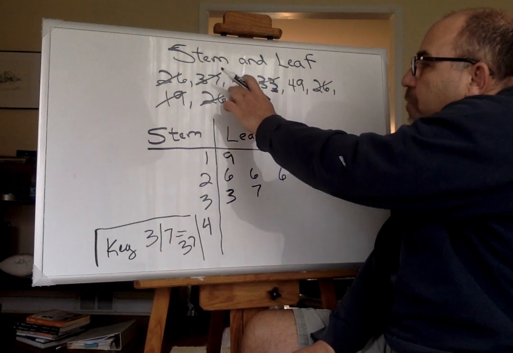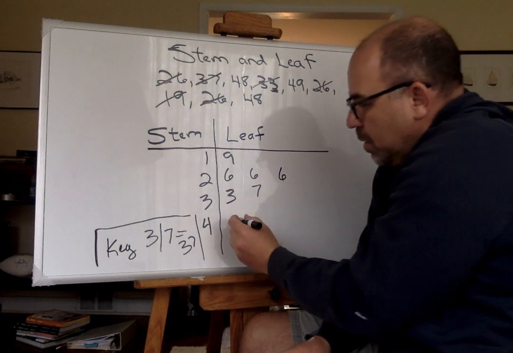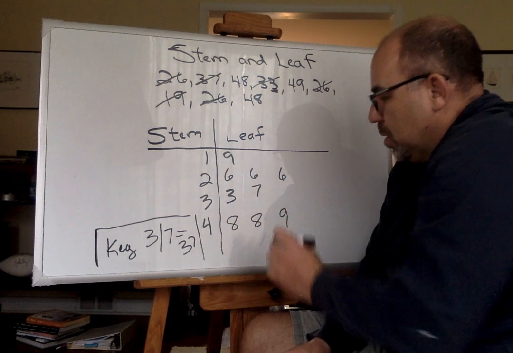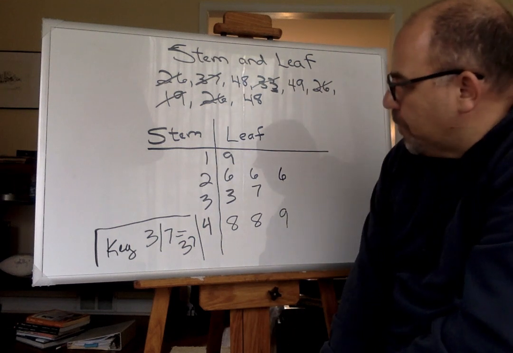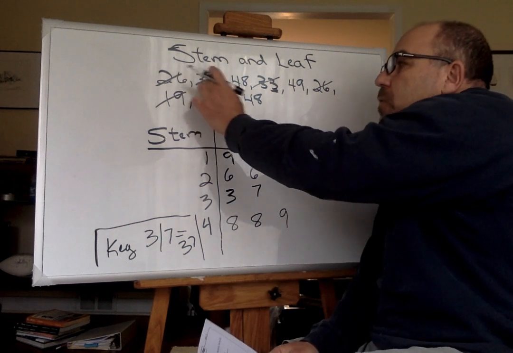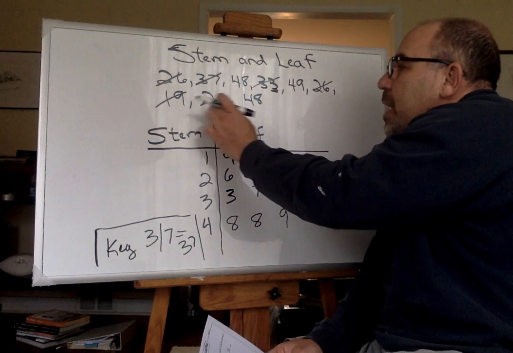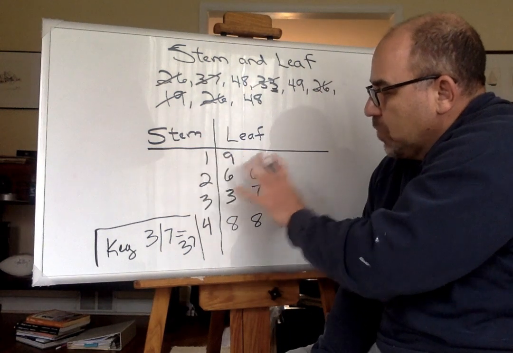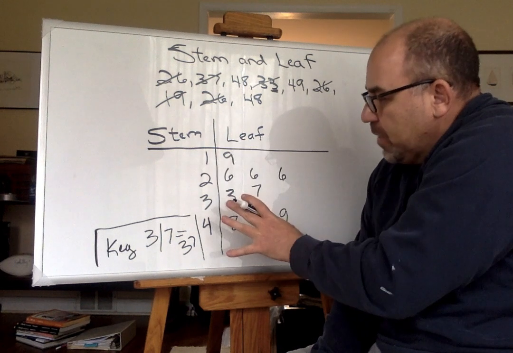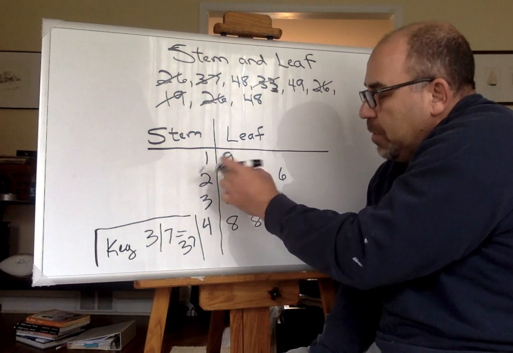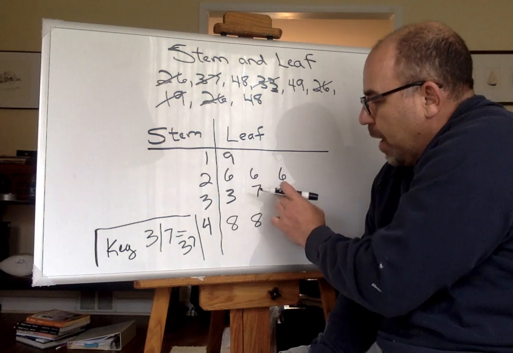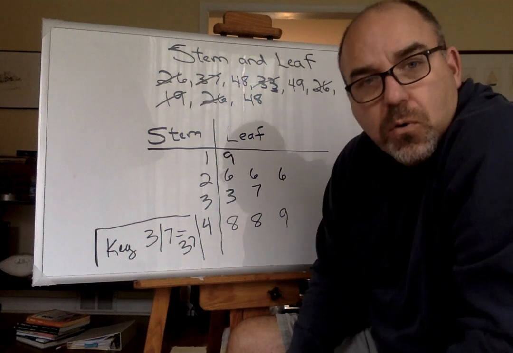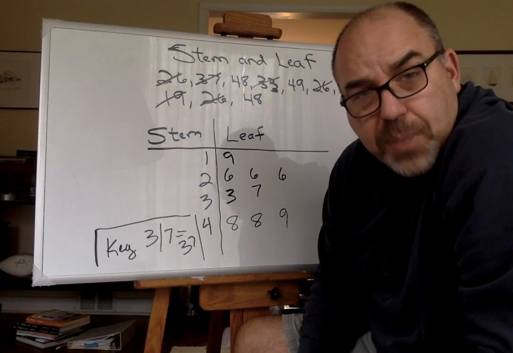And now my 40s, I have two 48s and a 49. Again, I want to represent every single number: 48, 48, 49. So now I have 1, 2, 3, 4, 5, 6, 7, 8, 9 total numbers in my original data set. Now I just want to make sure I have 9 numbers written in my stem and leaf plot, so I can just count the ones: 1, 2, 3, 4, 5, 6, 7, 8, 9. So now I have 9 total numbers. And that's how you do a stem and leaf plot.